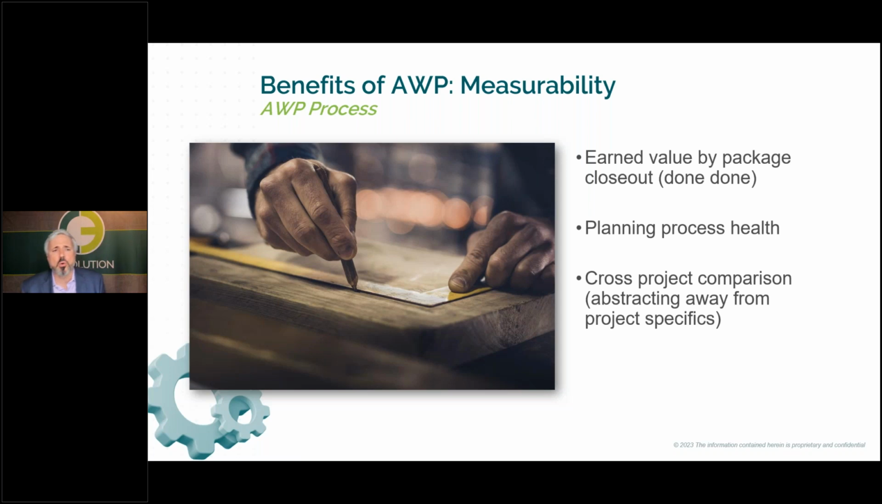The other thing that's important is measurability. When we think about measuring projects, the estimate versus actual challenge is a real challenge. It's hard to know, am I doing a good job on this project, or am I doing poorly because the estimate was a problem? But what O3 allows you to do, and the AWP process allows you to do, is to measure the planning process health. Look at the actual health of that process. Is the planning process itself a healthy process?